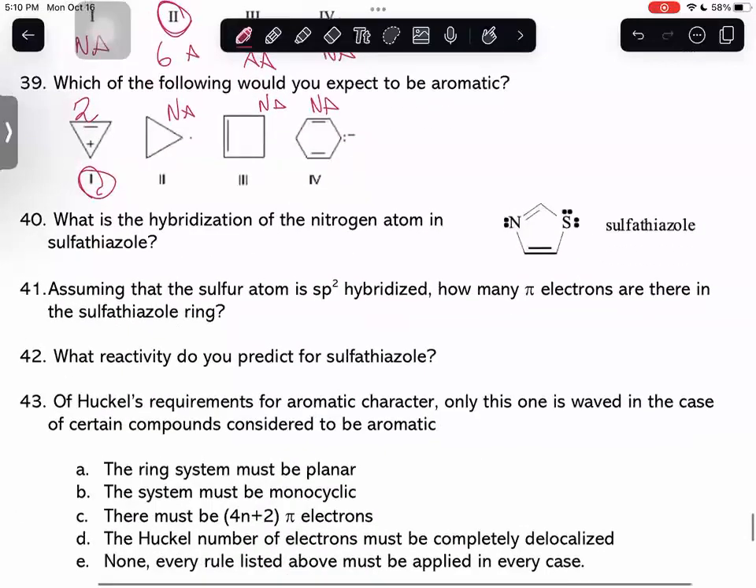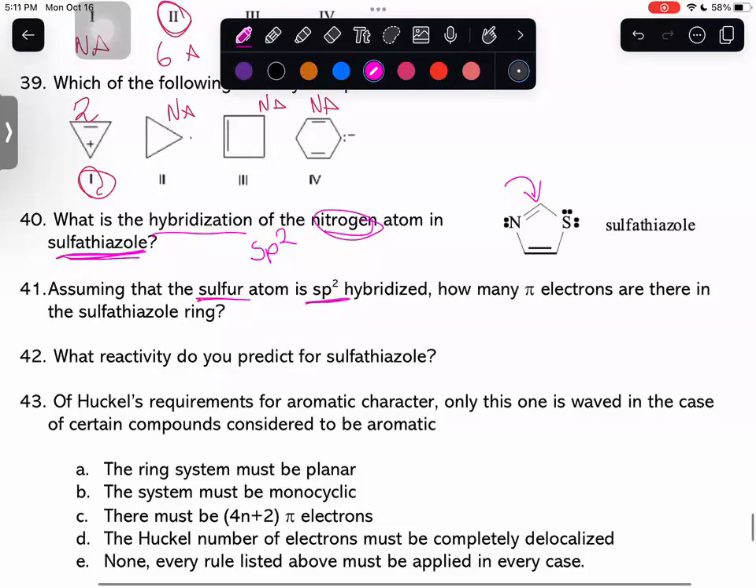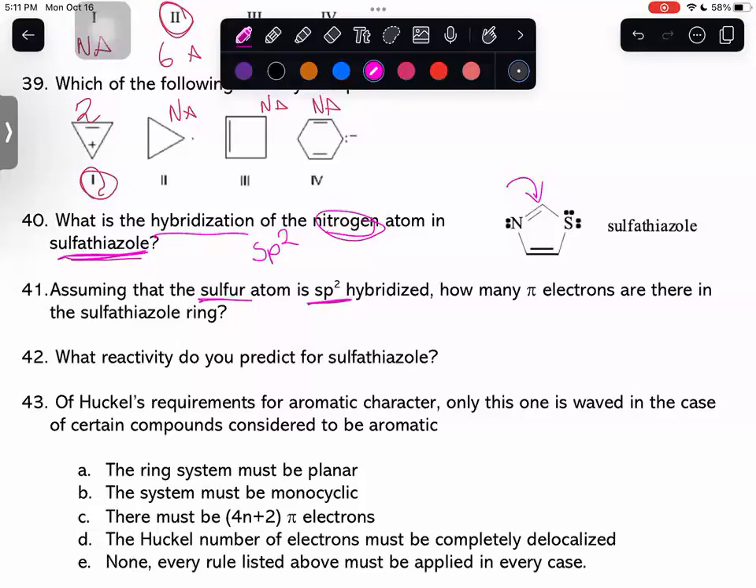This one has a lot of words. So yes, we're talking about hybridization for the nitrogen specifically in this molecule. Does everyone agree? Is it going to be sp2? Yes. Double bonded heteroatoms, they're always sp2. Now, it says that if we assume that sulfur chooses to be sp2, how many pi electrons do we see in total? 6.